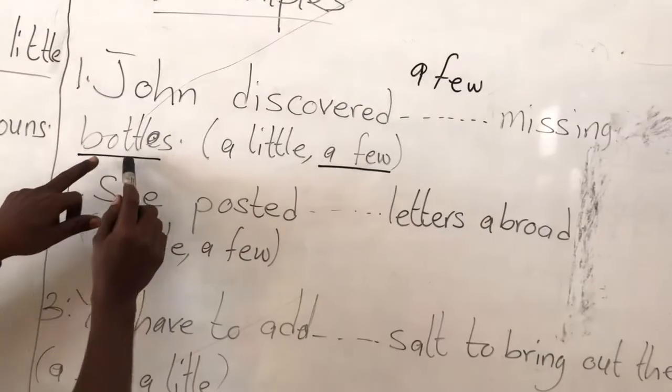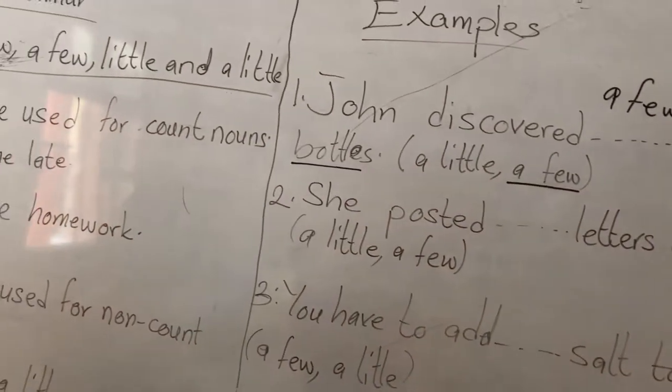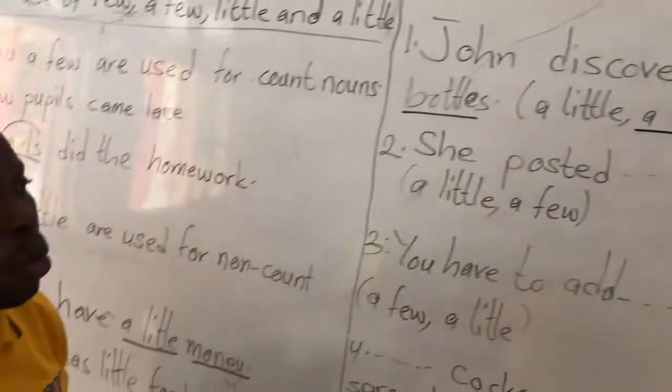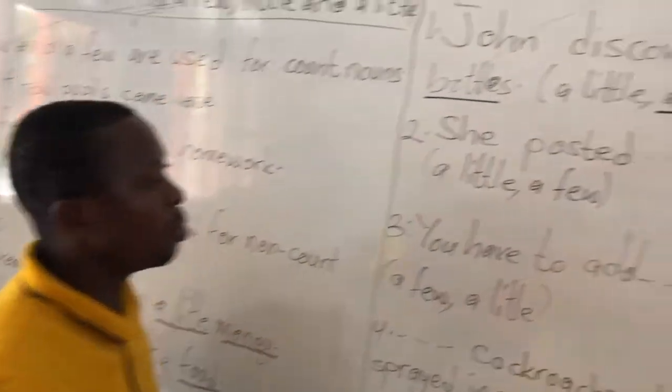Why? Because the bottle here is what? A countable noun. The bottle here is a countable what? Noun. Good. Let's look at the next example.